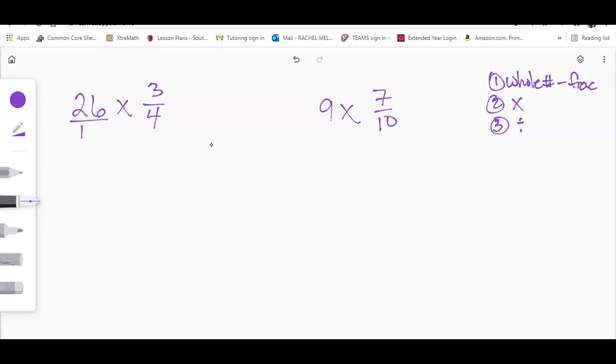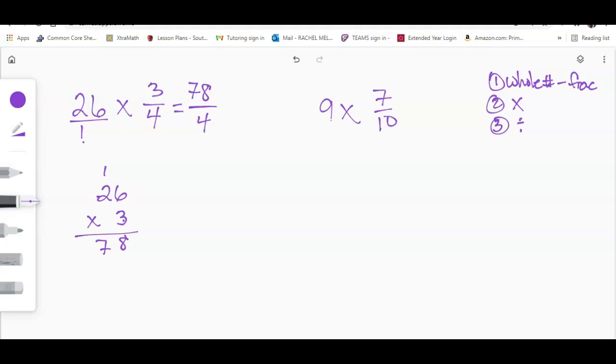Then I need to multiply across my numerators and my denominators. So I know that 1 times 4 is 4. That's an easy one. 26 times 3, I might want to write that out. Okay, sometime today you're going to have some bigger numbers that you're definitely going to want to write out. So I know that 3 times 6 is 18. I know that 3 times 2 is 6, plus 1 is 7. So that tells me that my numerator is 78. Well, my last step is to simplify by dividing.